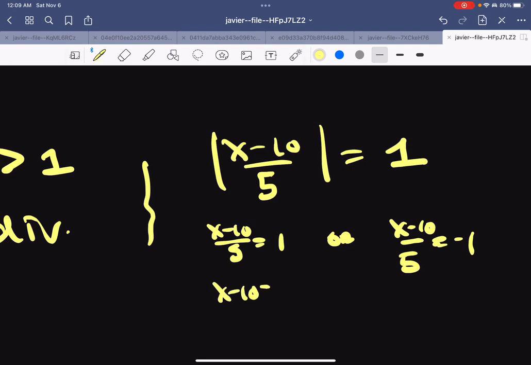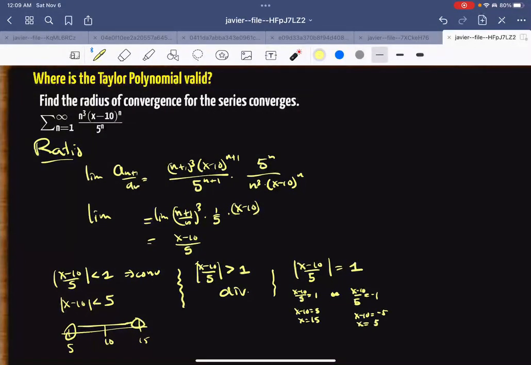This would give me x minus 10 is equal to 5, so x equals 15. This one gives me x minus 10 is equal to negative 5, so x is equal to 5. So we're going to plug this guy back into that one and check it separately. Again, plug that one back into that one and check it separately. So the first one would be the sum of n to the third times 15 minus 10 raised to the n all over 5 to the n. That becomes the summation of just n to the third. That clearly diverges by the divergence test.